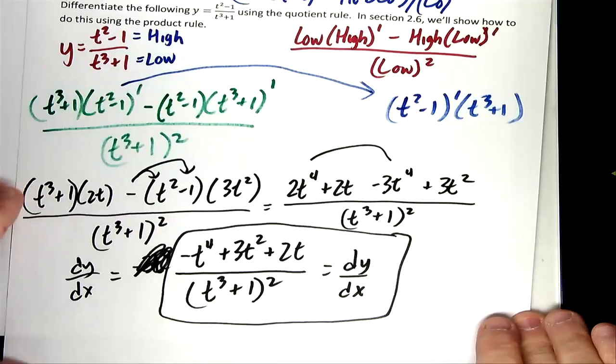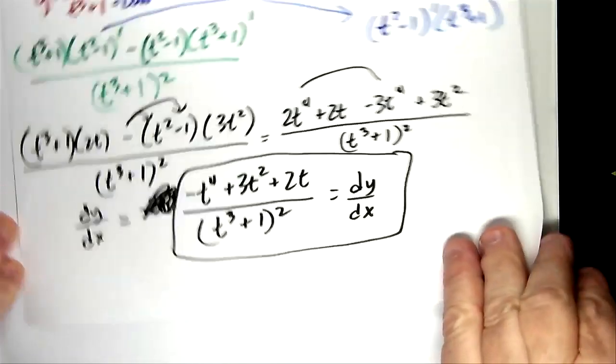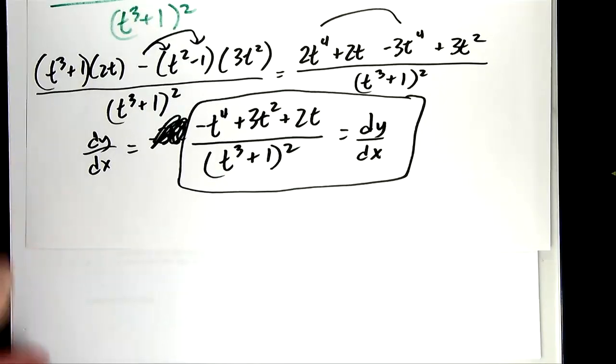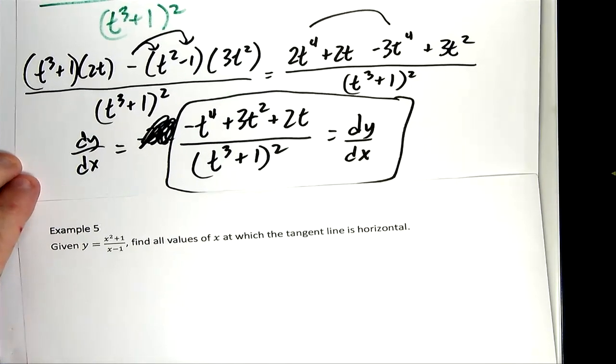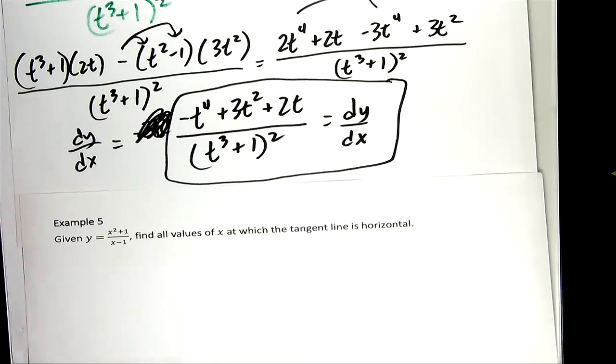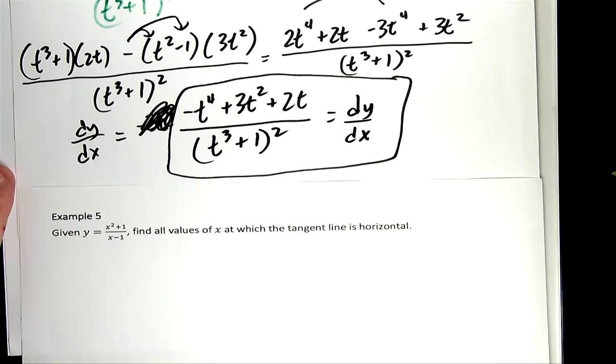There's actually only one more problem in this section. I'm going to show it to you guys, and then I'm going to make a video for it later today and post it. Given y equals x squared plus 1 over x minus 1, find all the values of x at which the tangent line is horizontal. Back to Matthew's question: when are we doing the tangent lines with this?